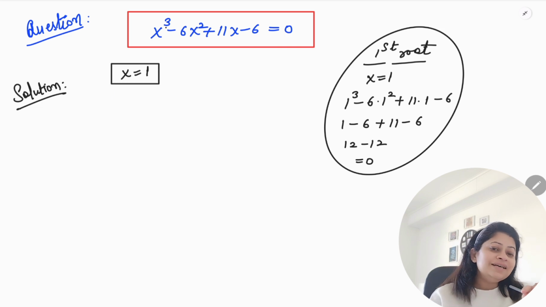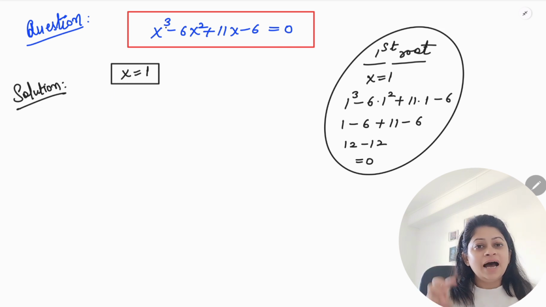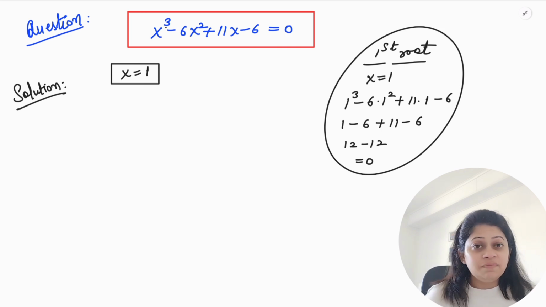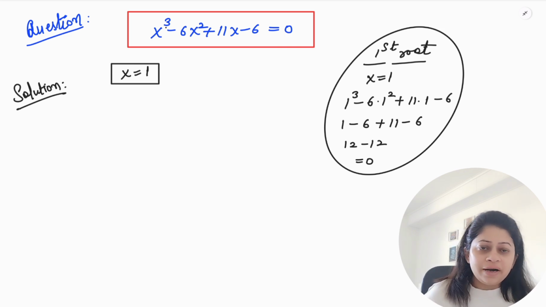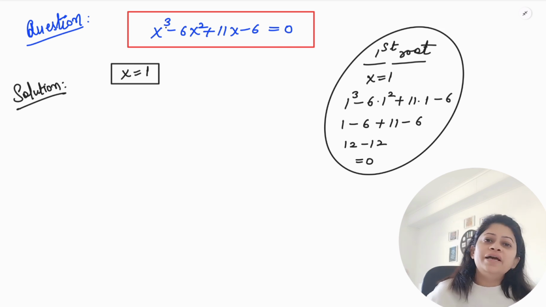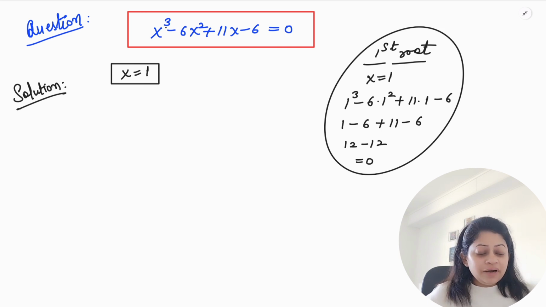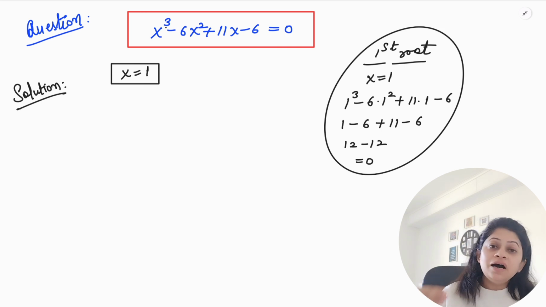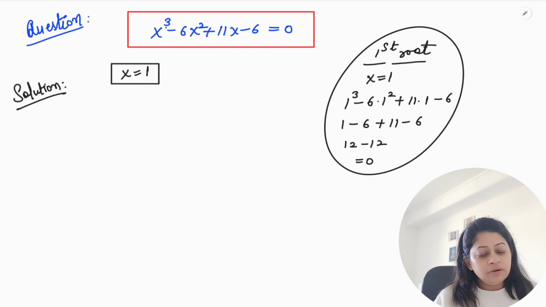And since this is a cubic equation, we will have 3 roots, right? Whatever is the degree of the equation, it has that many roots. If you are solving a quadratic equation, you will get 2 roots. If you are solving a linear equation, you will get 1 root. And here you are solving a cubic equation, so you will get 3 roots. Now once you get this, there are 2 methods to find out the other 2 roots. I am going to tell you first the short trick.